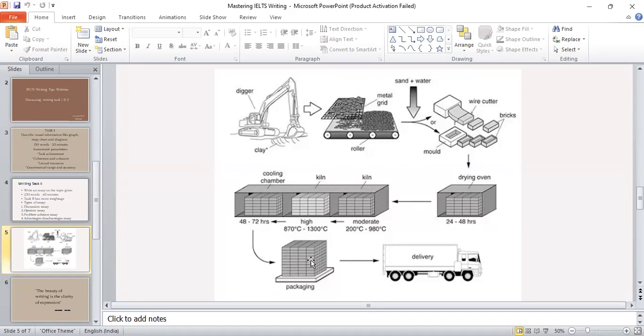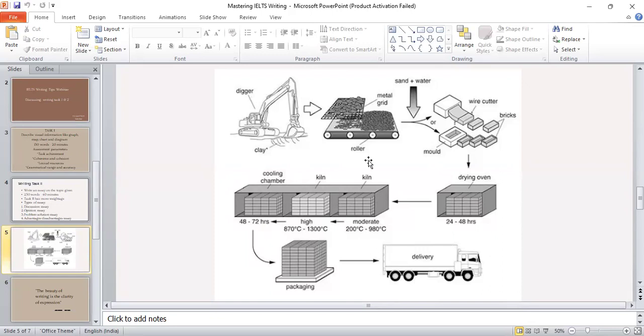So here, how many stages are there? 1, 2, 3, 4, 5, 6, and 7. So overall, there are 7 stages in the process. And it is beginning with digging up of clay and culminating with delivery. So you are giving an idea about the first step till last step, and how many steps are there in this whole process.